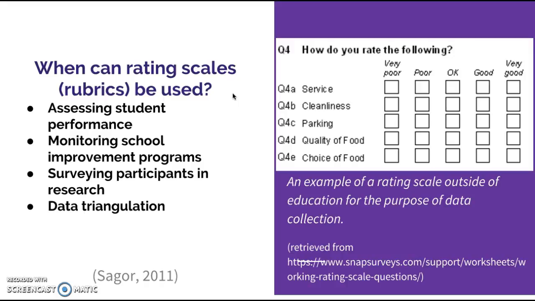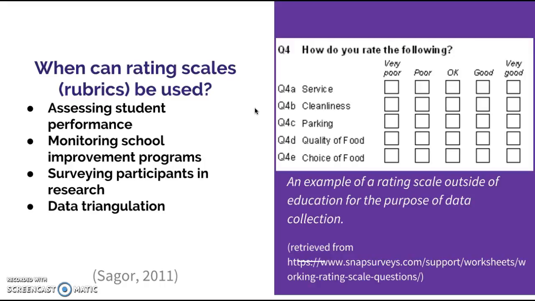On the right side of your screen, you see a rating scale that we would be familiar with in the real world outside of education, where maybe a business owner wanted to know how to improve upon his restaurant. And I actually pulled this from, if you see the website below, a site that talks about how to create a rating scale for your business from SNAP surveys. And this might be a way for them to very informally and very unofficially get data for their own business to see what they need to improve upon.